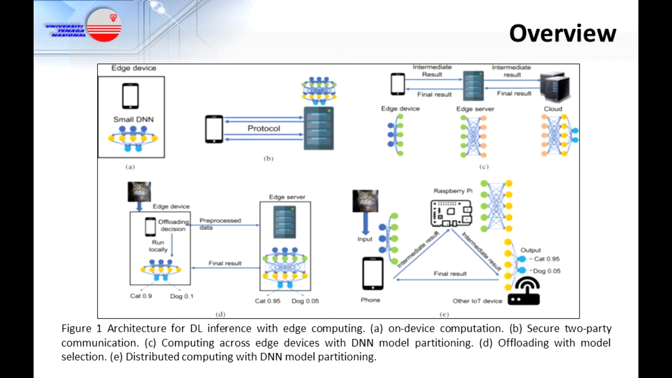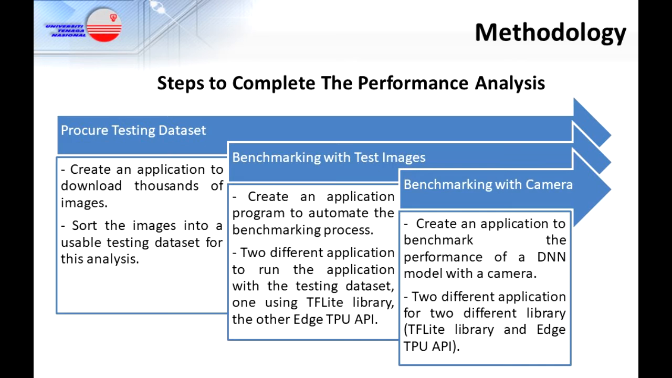This is the overview of the architecture for deep learning inference with edge computing. There are 5 types of architecture for edge computing. The common one is on-device computation. The others are related to the edge server, to distribute the computing with the end device.